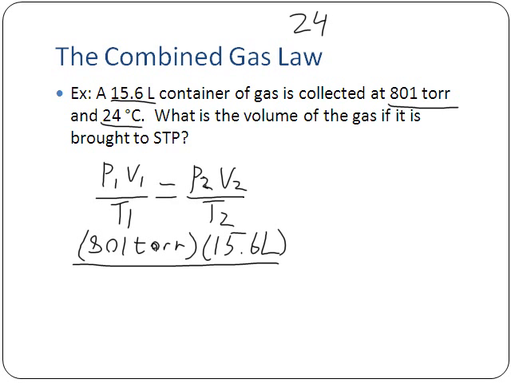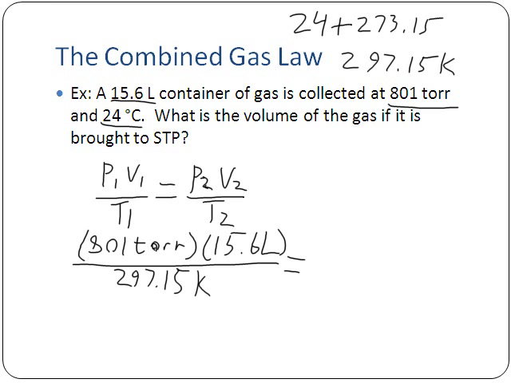So 24 degrees C plus 273.15. If you need to, go ahead and take out the calculators there. So we get 297.15 Kelvin. And so on the bottom, 297.15 Kelvin goes down there, and this is going to equal P2, the second pressure.